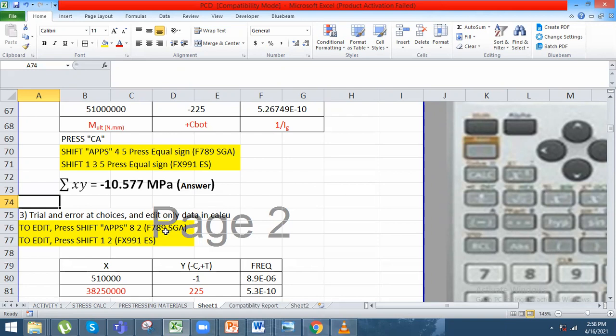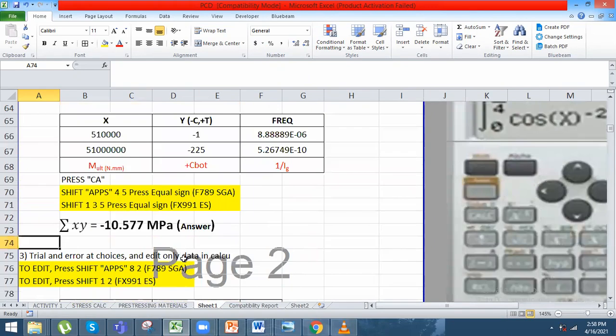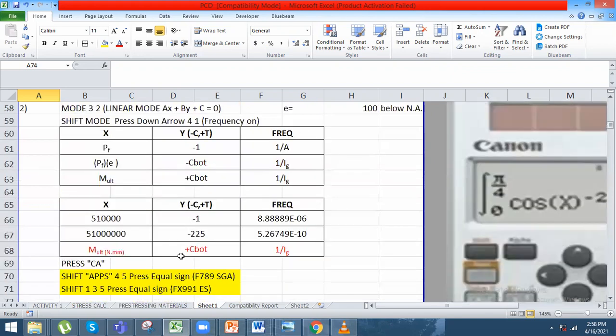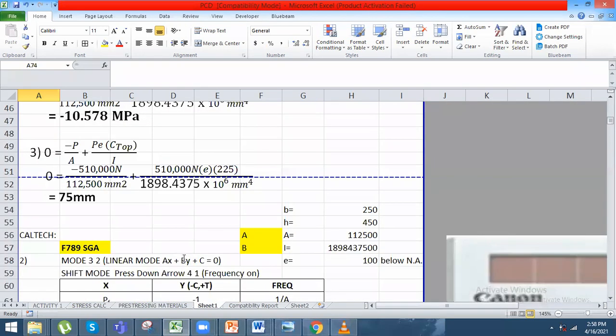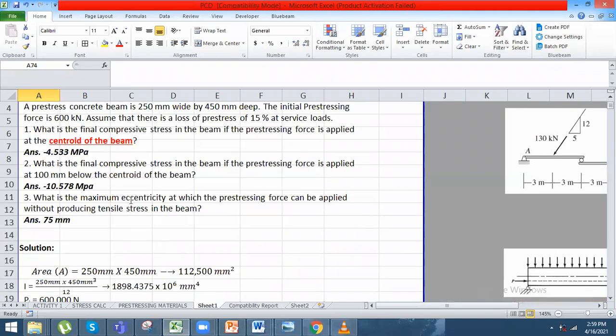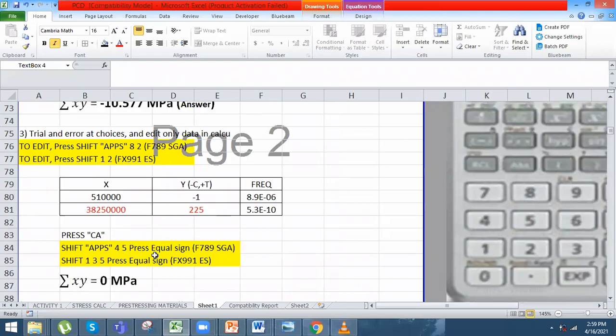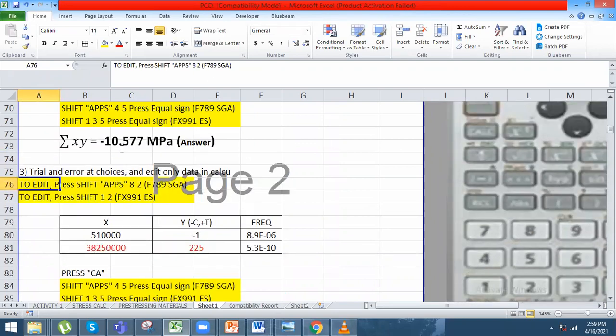Okay? So, situation number 3. Dito, ilan daw yung eccentricity na kailangan para mag-produce ng zero na tensile stress. Okay, tensile stress. So, maximum tensile stress is nasa top usually. Okay? So, net lang yan guys. To edit, since may nilabas na siya, okay?